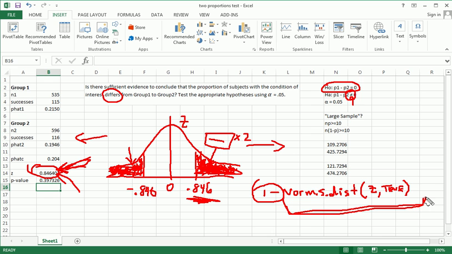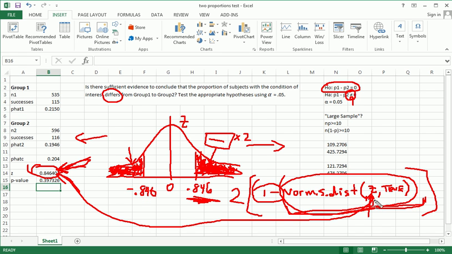If you have a positive test statistic, you do 1 minus norm.s.dist. If you have a negative, you don't need to do the 1 minus. And if you have a two-tail test, then further you need to multiply this value by 2. If it was one tail, you don't need to multiply this by 2. Okay? But in this case, we have a positive test statistic, so I have to do 1 minus this function. Z is just this value. Right? And then, because it's two-tail, I need to multiply this by 2.